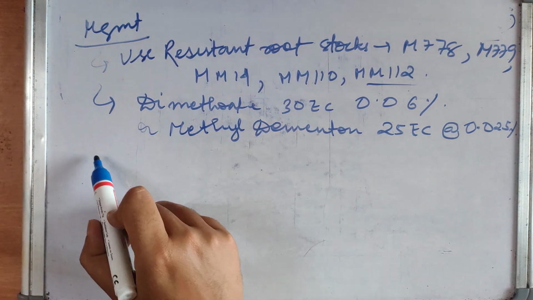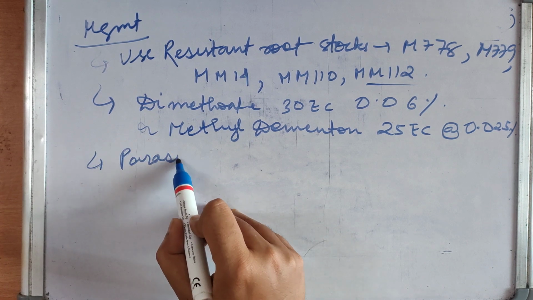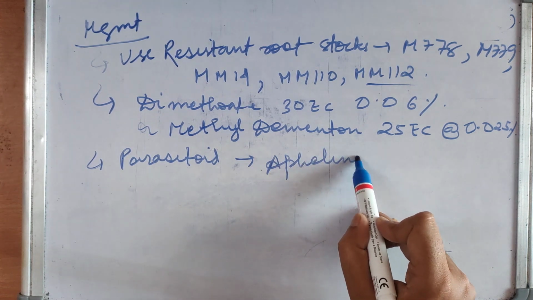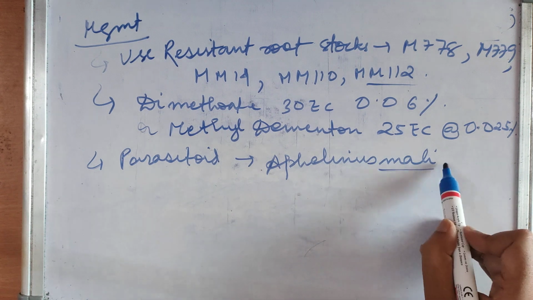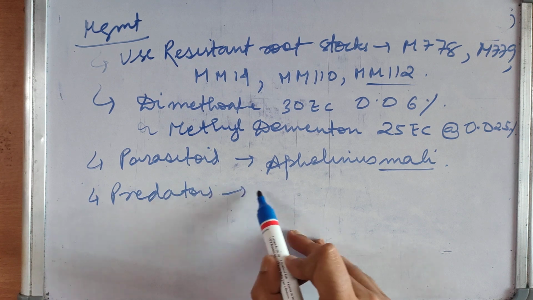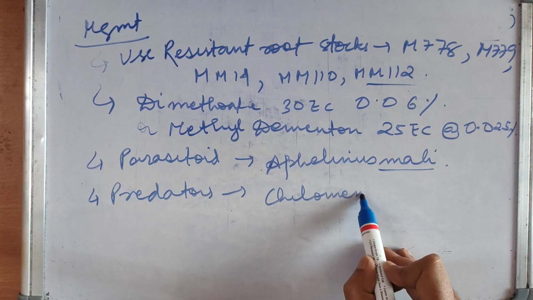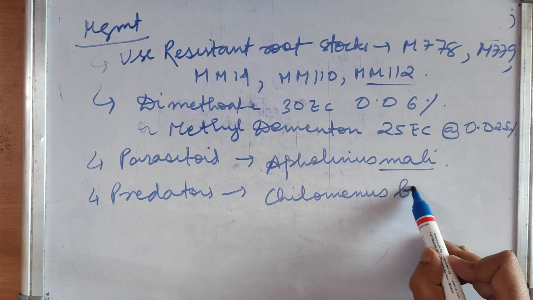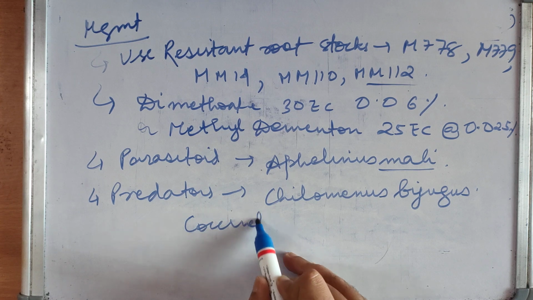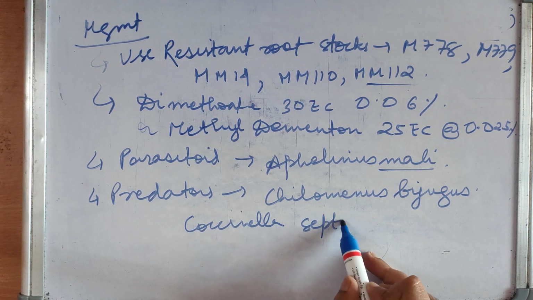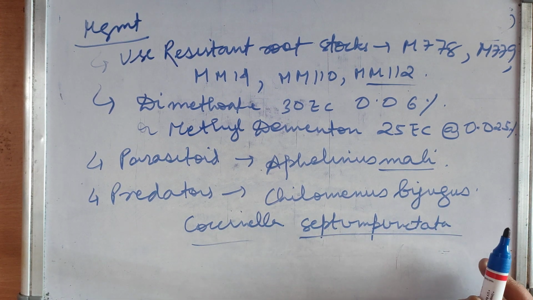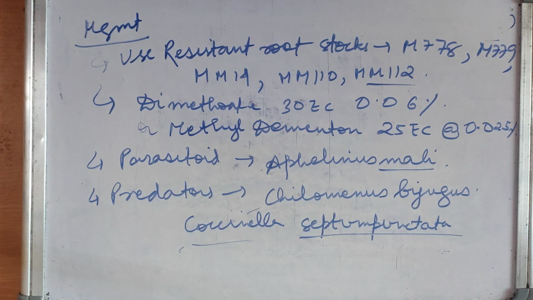We can release the parasitoid such as Aphelinus mali that helps in destruction of aphids. We can also use some predators that feed on these aphids such as Chilomenus bijagus and Coccinella septempunctata. These are predators which can be used in its management.